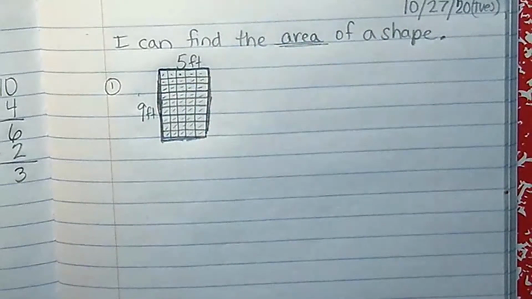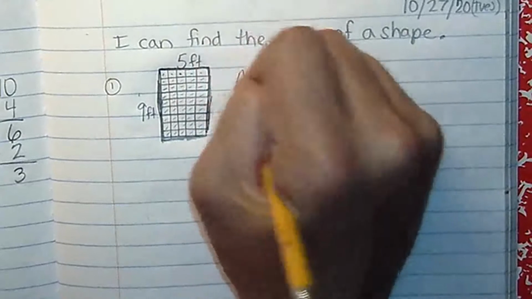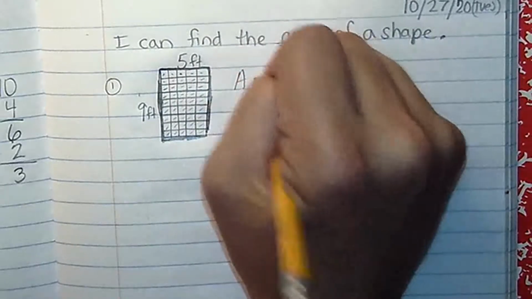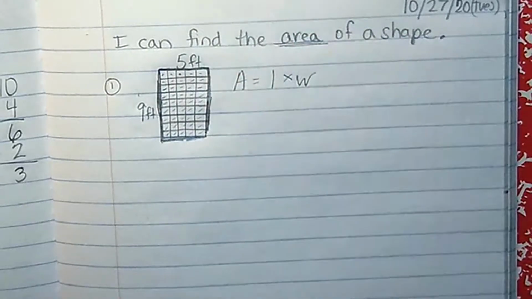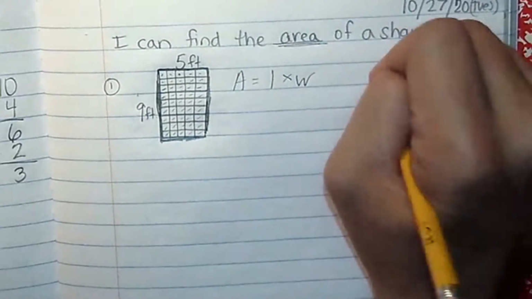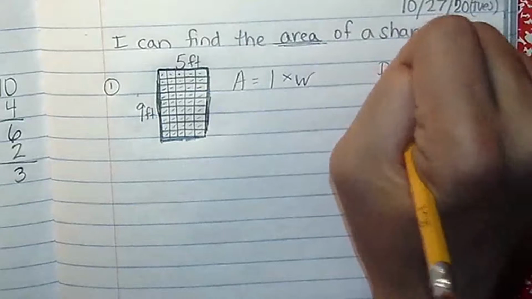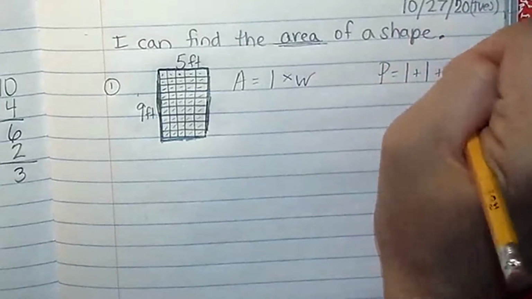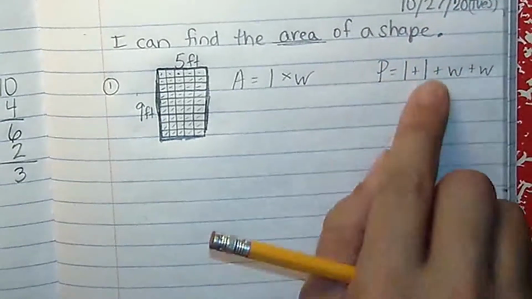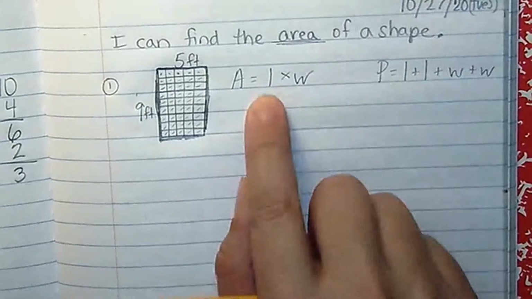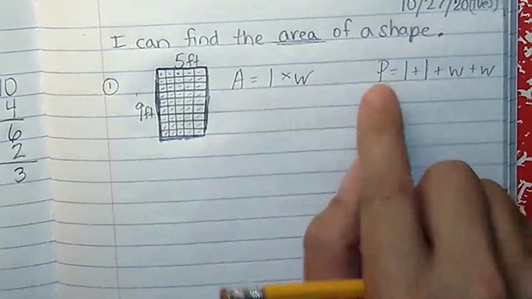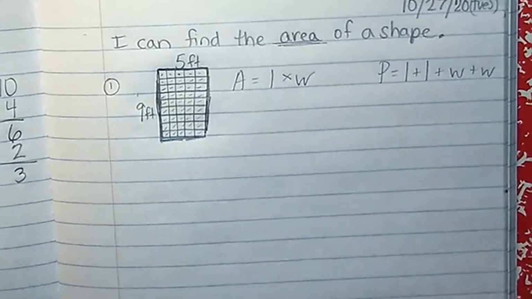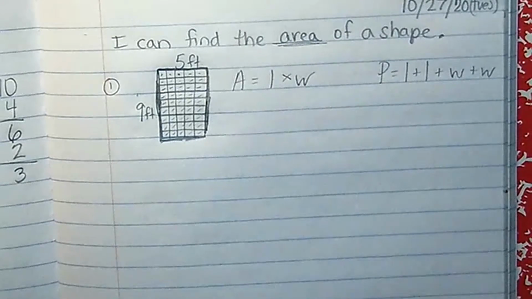Now, instead of drawing the lines and counting the boxes every time, we have a shortcut. It's called the area formula. Area equals length times width. Shorter than yesterday's formula, isn't it? Yesterday we were finding the perimeter. Perimeter equaled length plus width plus length plus width. These are different formulas. Area we're multiplying, perimeter we're adding. We have a great story we're going to tell you about that tomorrow.